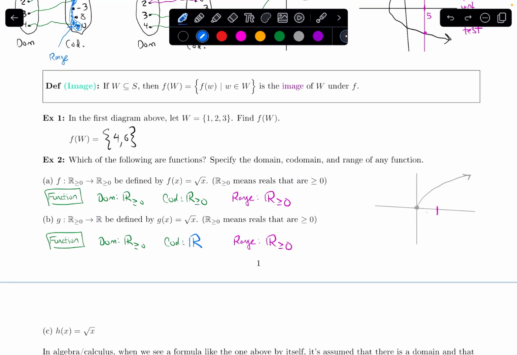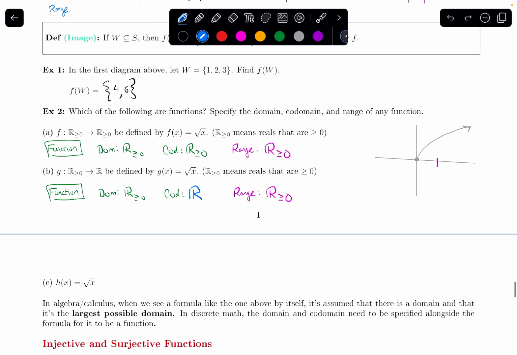So there's some things in the codomain that don't happen to be in the range. There's some possible outputs that we don't actually achieve. We never actually hit. Okay, so one final example. What if I have this, but there's no input set or output set specified? Well, back in algebra and calculus, when we see a formula like this one, it's assumed that there is a domain and that the domain happens to be the largest possible one, which for this formula would just be all the non-negative reals.